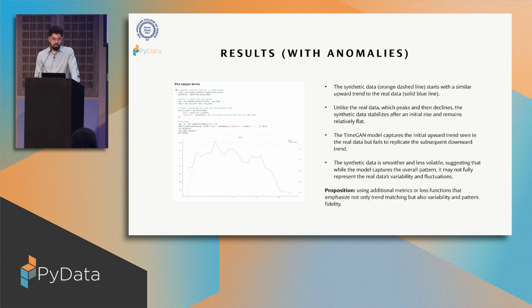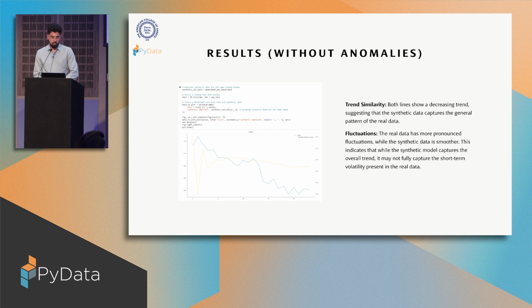Here you can see the results with the anomalies. You can see that it does well with the upward trend, but it fails at understanding the downward trend here. So the synthetic data is smoother and less volatile, suggesting that while the model captured the overall pattern, it may not fully represent the real data's variability and fluctuations. One option to avoid this is to use additional metrics or loss functions that emphasize not only trend matching, but also variability and pattern fidelity.